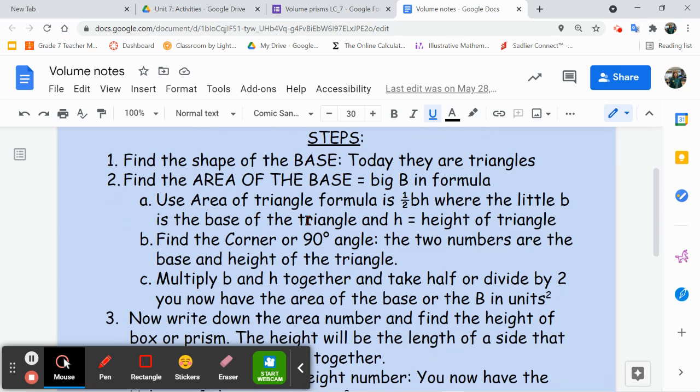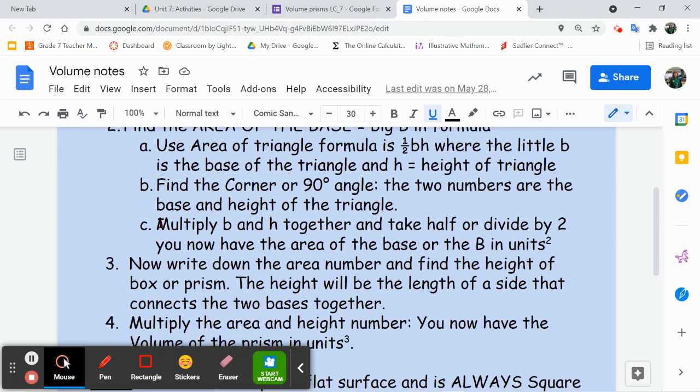We're going to use the area of a triangle formula, which is 1/2 times the base times the height of that triangle. Notice that's a little b, so that's just the base of that triangle, where the little b is the base of the triangle and the h is the height of just the triangle. How do we do that? We find the corner, the 90-degree angle, and those two numbers are going to be the base and height of the triangle we need. We're going to multiply those two numbers together and then take half or divide by 2. It's the same thing. And now you have the area of the base, or the big B in units squared.